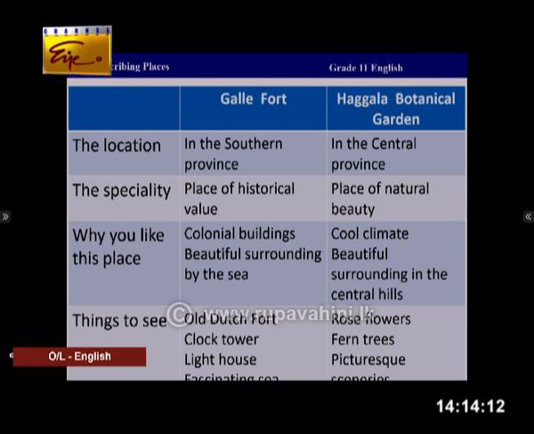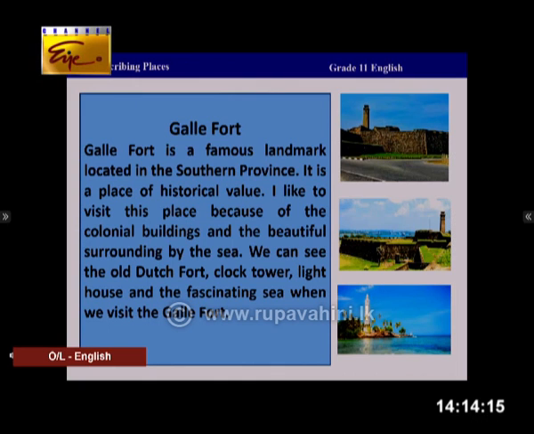Let's see the paragraph. Galle Fort. Galle Fort is a famous landmark located in the southern province. It is a place of historical value. I like to visit this place because of the colonial buildings and the beautiful surrounding by the sea. We can see the old Dutch fort, clock tower, lighthouse, and the fascinating sea when we visit the Galle Fort.